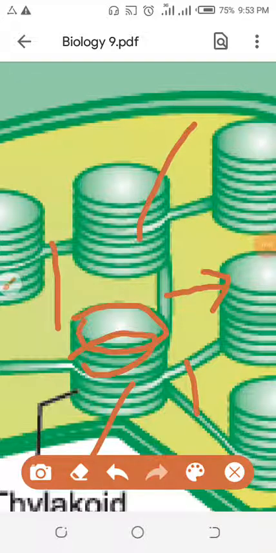Why am I emphasizing the thylakoid membrane? These are the membranes, just like the cristae of mitochondria, because the main chemical reaction of photosynthesis takes place here. So why is nature increasing these membranes? Because more photosynthesis will take place. Why do we need plants to do more photosynthesis?